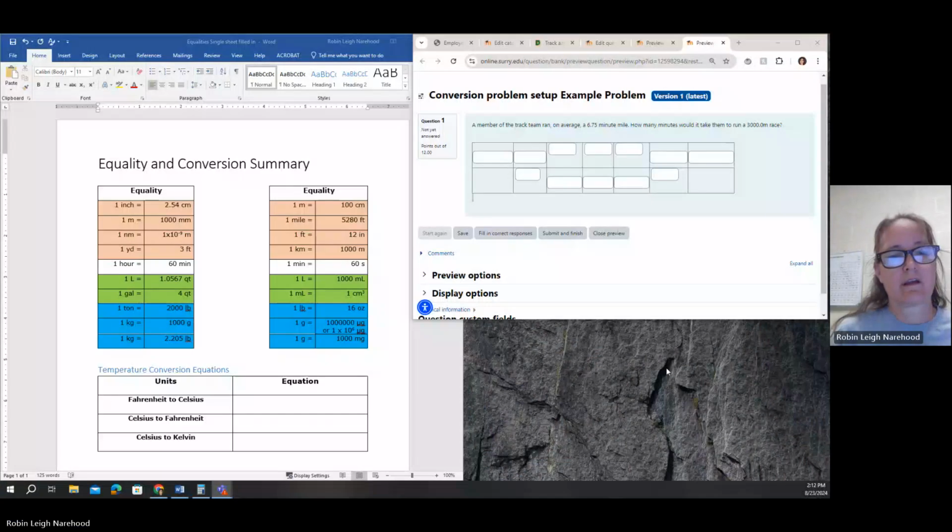and how to use our Moodle site to do conversion problems.